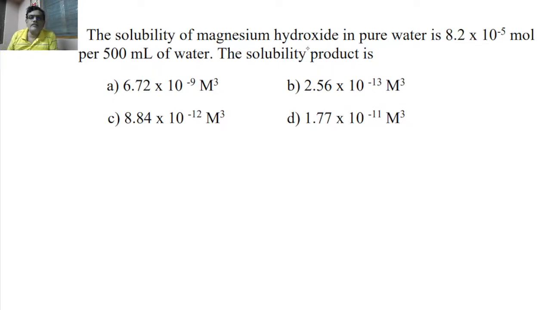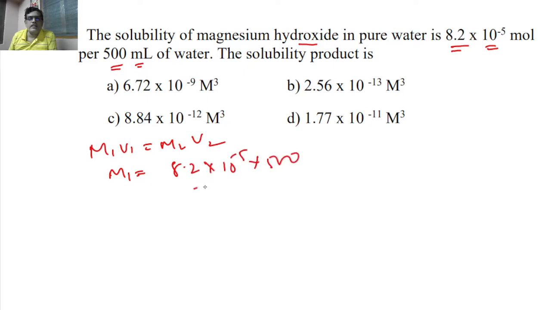Solubility of magnesium hydroxide in pure water is 8.2 into 10 to the power of -5 per 500 ml of water. So the solubility is given, and you have to calculate the solubility product. So I'll apply the formula M1V1 equals M2V2 to calculate solubility in 1 liter. So M2 is nothing but the solubility, 10 to the power of -5 for 500 ml, divided by 1000 ml. So that will be 4.1 into 10 to the power of -5. So that is nothing but the value of S.